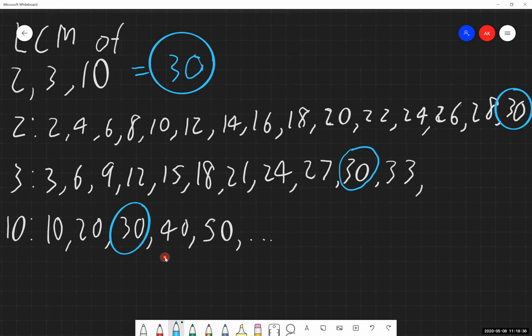And again, you might be seeing that, well, I've got 6s up here, I've got 10s up here, and so on. But again, we are trying to find the smallest number, the lowest multiple, that all 3 of these numbers evenly go into.